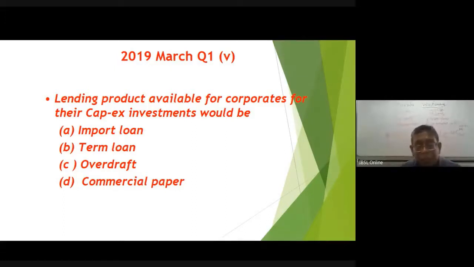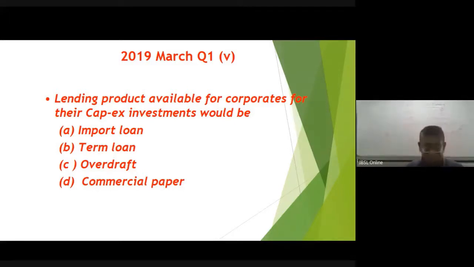What may be the answer? What does CapEx mean? Capital expenditure, right? A lending product available for corporates for their CapEx investment would be, what is a lending product out of this? You know that. Just a while ago we discussed acquisitions of fixed assets, right? For buildings, lands and all sorts of things. It's a capital expenditure. So what may be the answer? The answer, as you correctly already pointed out, is term loan.